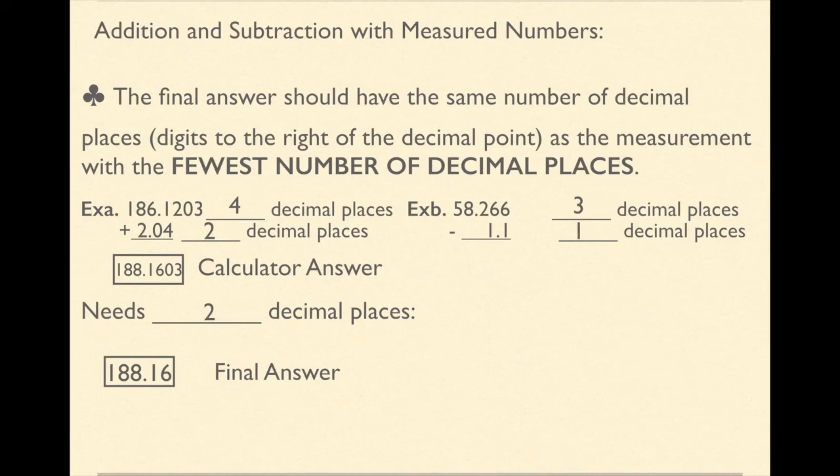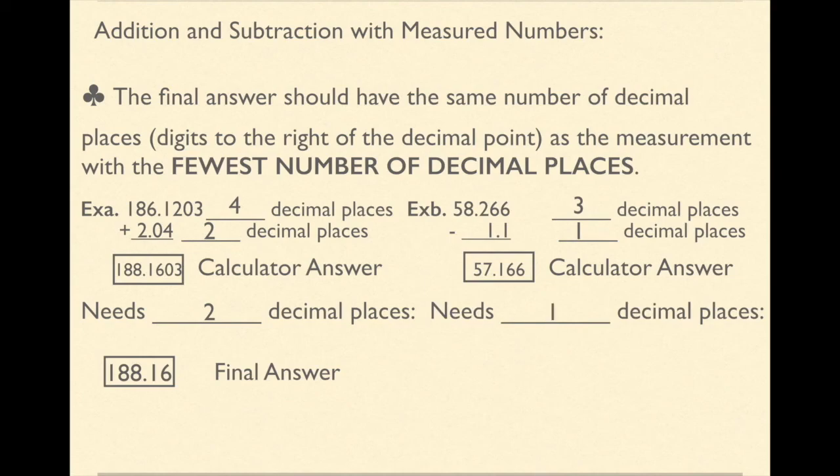For the subtraction, 58.266 has 3 decimal places. 1.1 has 1 decimal place. And so when you subtract, unrounded, it's 57.166. So I want just 1 decimal place. So it's going to be 57.2.